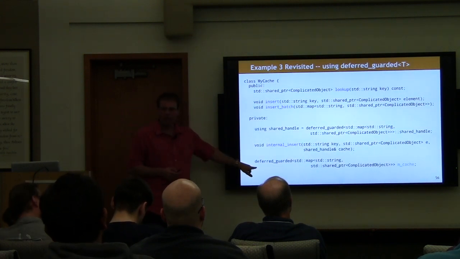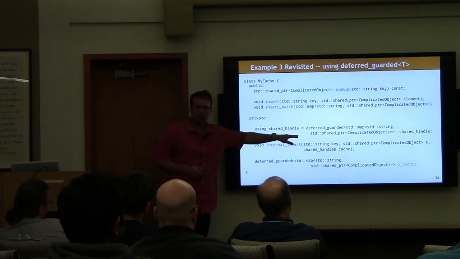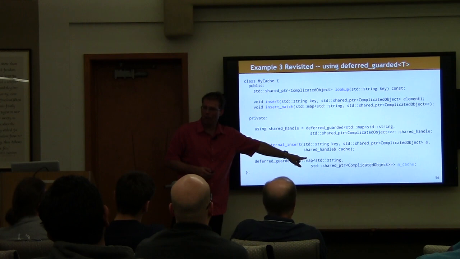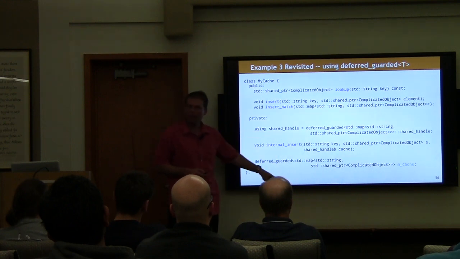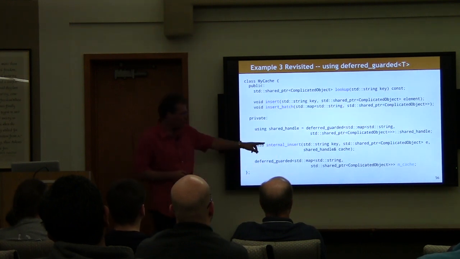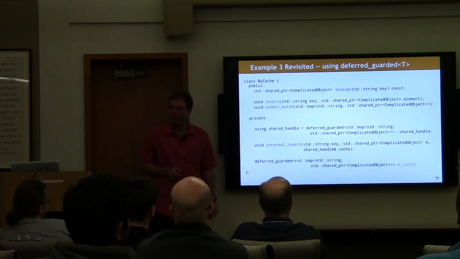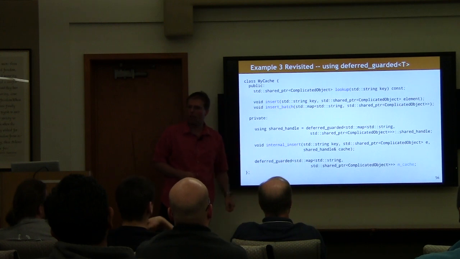Because if I have this as a deferred guarded in this instance, that's just what I picked, and I just have a using to make shared handle easier to read. Now I say my internal method takes a shared handle to the cache. You cannot call this method without previously locking the data, because there's no way to get a shared handle to the data. You can now express in the parameter list of this method what locks it expects to be held when it's called, because we guarantee that you can't access this data other than through a handle.